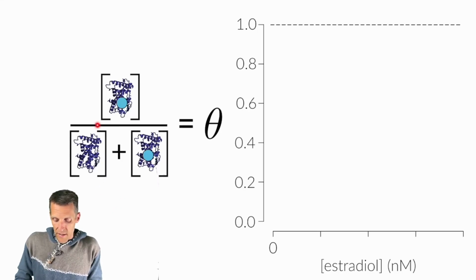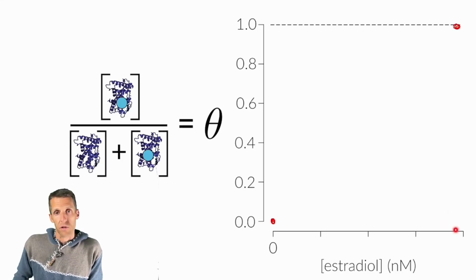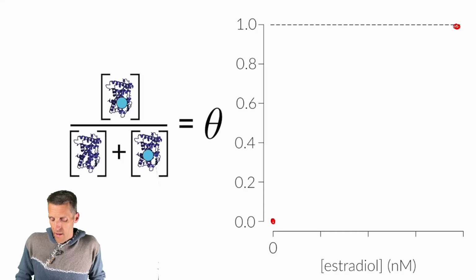We can just imagine this is a high number now. These are both 0, so we've got 0 over a large number. It ends up being 0. So let's put those onto a graph, both of those extremes. So we've got the high estradiol concentration over here. It's got 1, low concentration is 0. Cool. It's kind of, I hope, pretty intuitive.